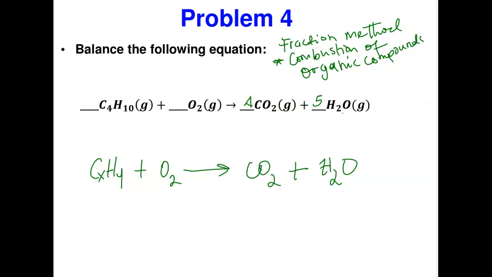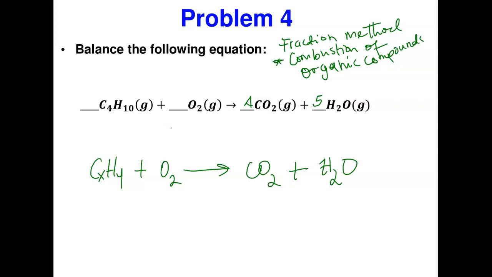Now it remains my oxygen. Let me count the total number of oxygen. Here I have 2 oxygen. This side I have 4 times 2, 8. 8 plus 5 oxygen gives me 13 oxygen. Now, if you put 13 here, it's going to be too high, and you're going to start making something up again, because there is 2 as a subscript here. Do you know what to do in this kind of problem?